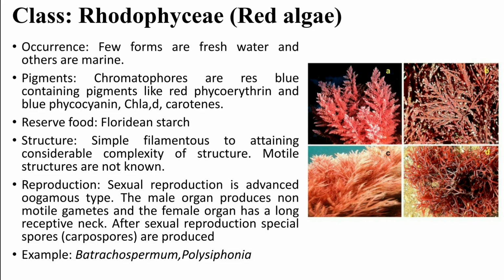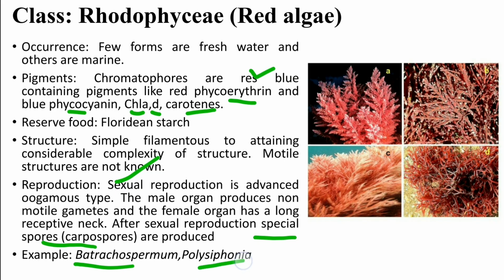Then red algae. Few forms are freshwater, others are marine. Chromatophores are red-blue, contain pigments like red phycoerythrin or blue phycocyanin, chlorophyll A, D and carotene. Reserve food material, floridean starch. Sexual reproduction, advanced oogamous type. Male organ produces non-motile gamete, female organ has long receptive neck. After sexual reproduction, special spores or carpospores are produced.